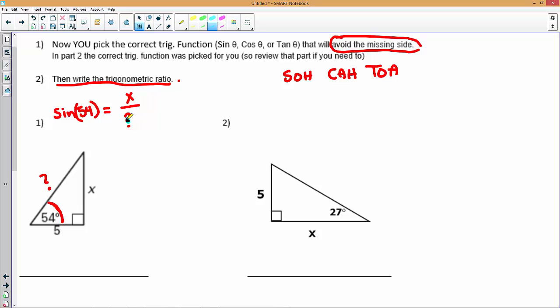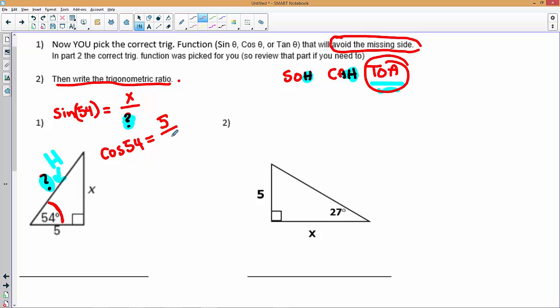What am I trying to avoid here? I'm trying to avoid the hypotenuse because I don't know h, right? This is h. I don't know h. So this formula has an h in it. That's bad. This formula has an h in it. That's bad. This formula does not. So obviously, which one do I need to use? I need to use TOA. I'll do the cosine anyway just to show you if you did it wrong or used trial and error like I'm doing. Cosine of 54 equals what?